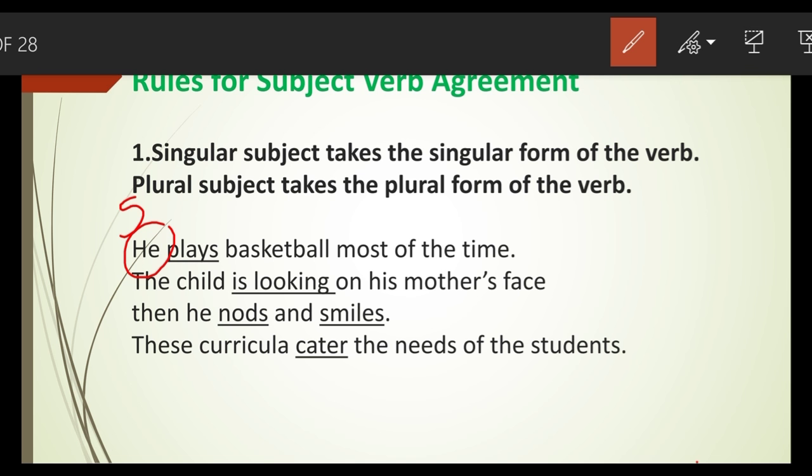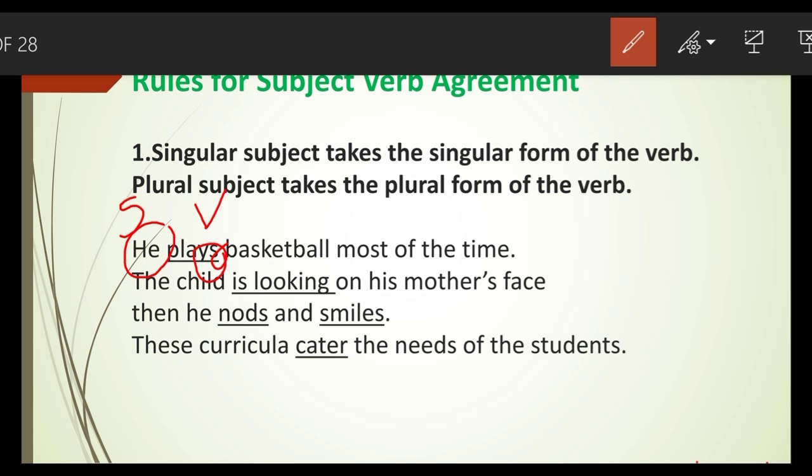So, yung plays natin, ito yung verb. Meron siyang S kasi nga singular yung subject. So, dapat may S yung verb. Kaya ang sentence natin, he plays basketball most of the time. Second sentence, the child is looking on his mother's face.